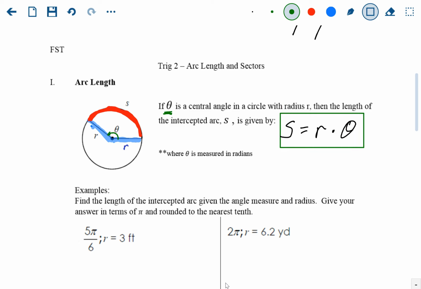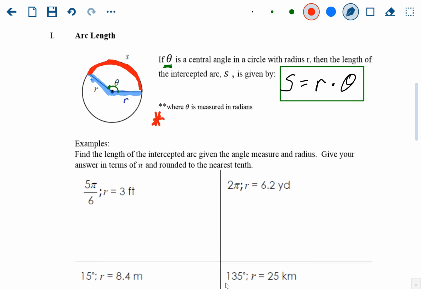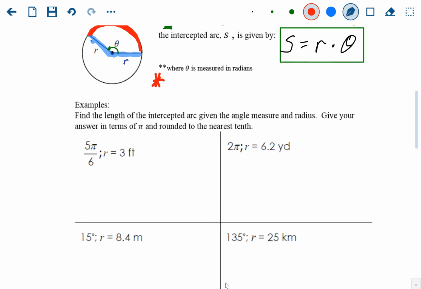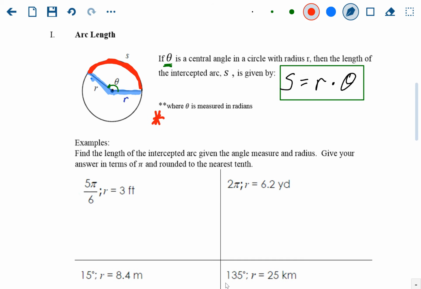Okay. Now the key to this is the stars here. Theta has to be in radians. Okay, if it's not in radians, we're going to have to convert that. So it's just radius times angle. That's your arc length. So we'll just do the examples now.